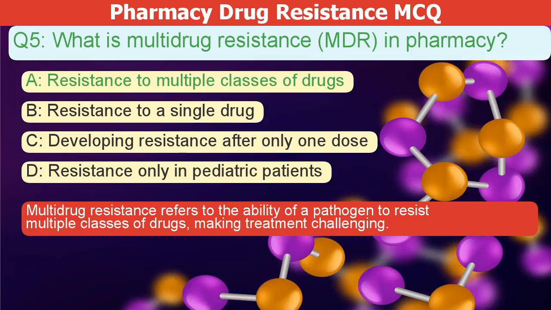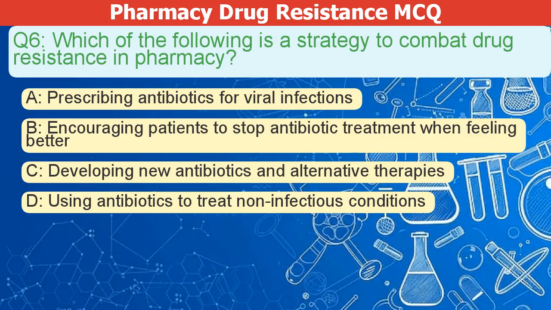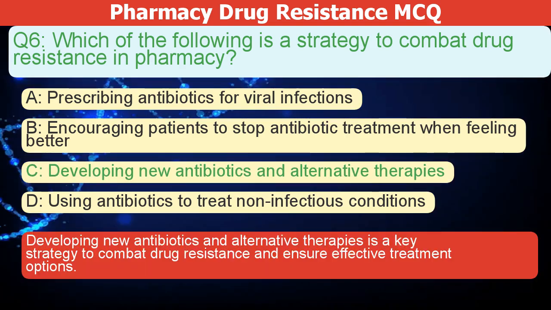Multidrug resistance refers to a pathogen's ability to resist multiple drug classes, making treatment challenging. Which of the following is a strategy to combat drug resistance in pharmacy? A. Prescribing antibiotics for viral infections. B. Encouraging patients to stop antibiotic treatment when feeling better. C. Developing new antibiotics and alternative therapies. D. Using antibiotics to treat non-infectious conditions. The correct answer is C.